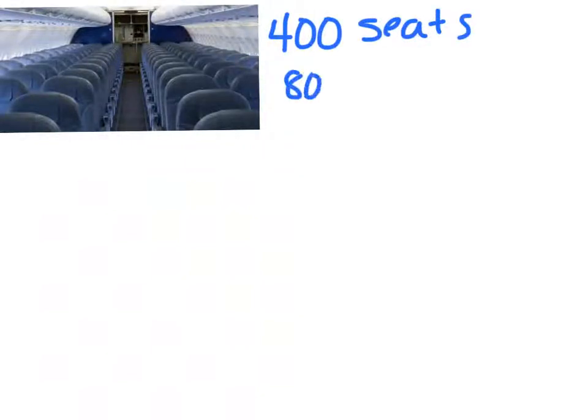Of the 400 seats on an airplane, 80% are in the economy class cabin. So how many seats are in the economy class cabin? There are two different methods we can use to solve this problem. The first uses a bar model.